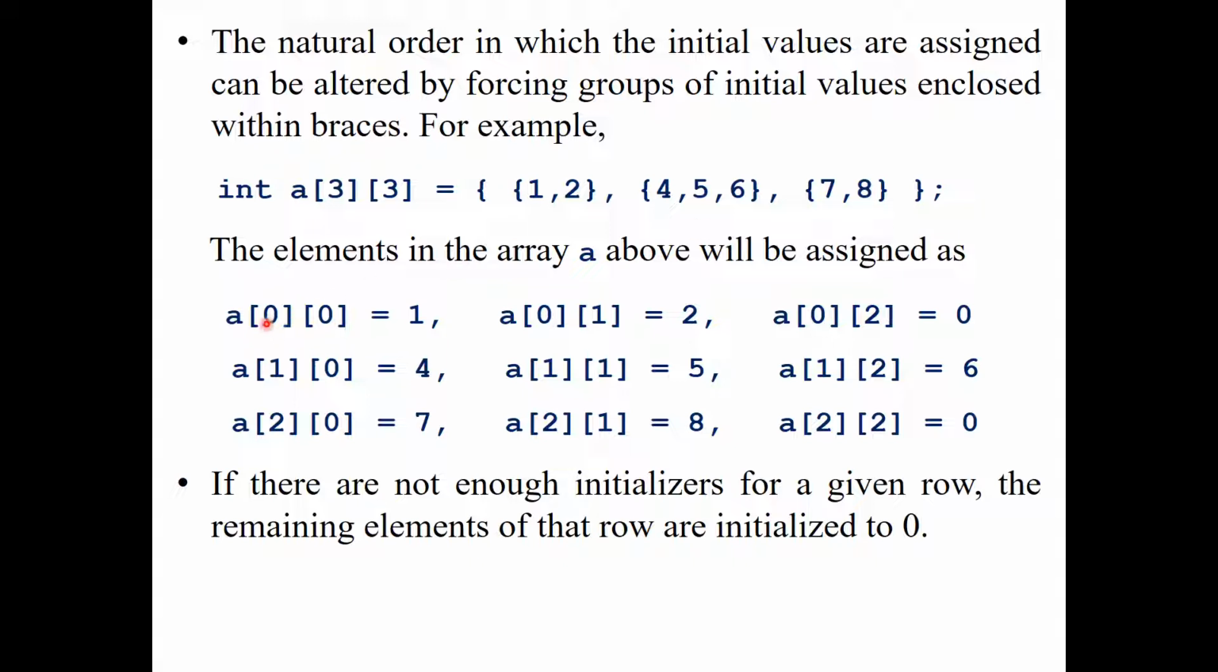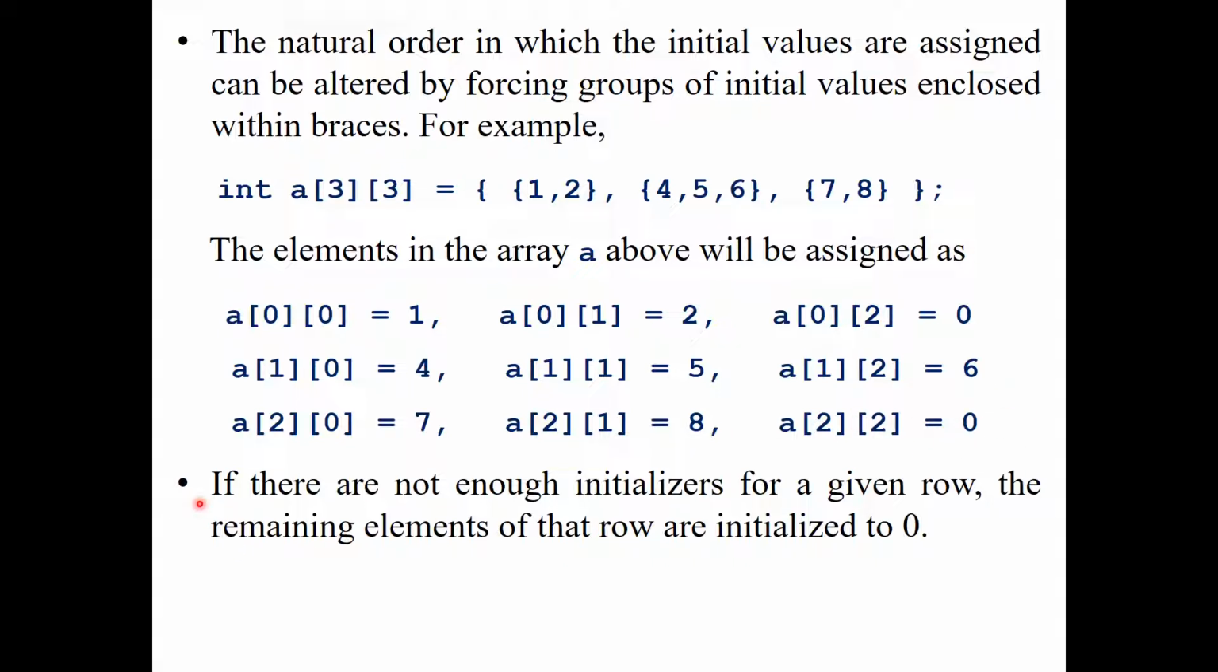So the individual elements here will be taken as, this is A00 as mentioned here, this is A01, and A02 will not be taken as 4, but A02 will be taken as 0. Similarly, A10 is 4, A11 is 5, A12 is 6 here. Here A20 in the next row is 7, A21 is 8, and A22, which is not given in the initialization, will be taken as 0.